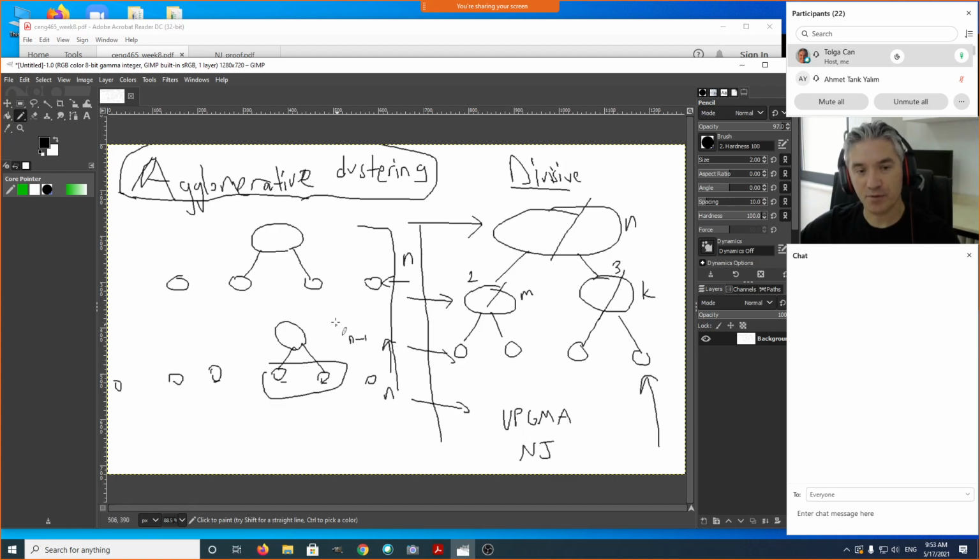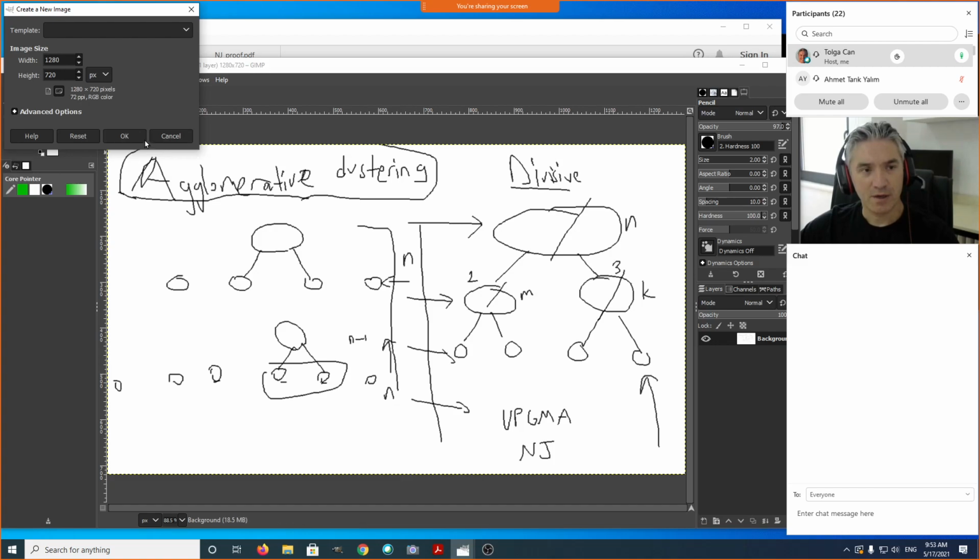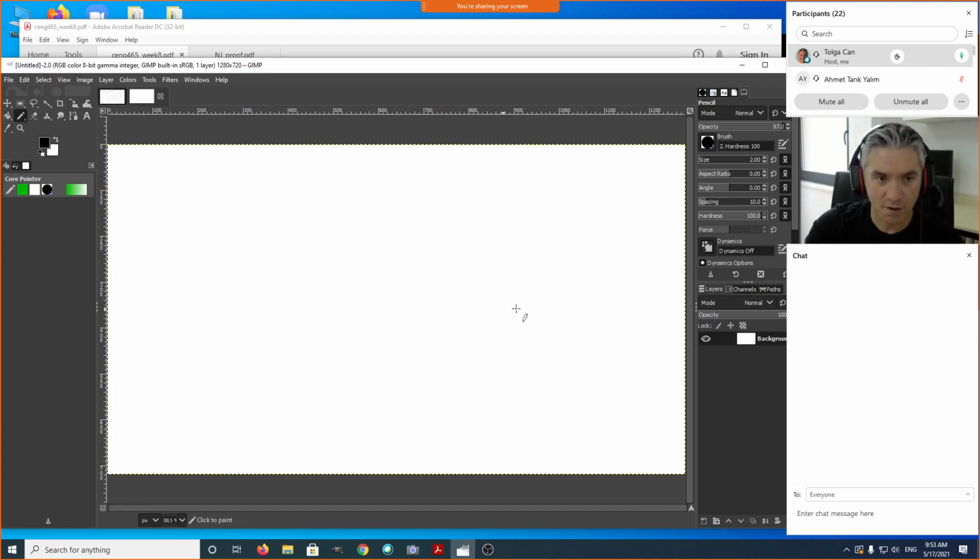Okay, UPGMA and neighbor joining have this general structure where we combine individual items into a single cluster. Obviously, these two algorithms are different from each other. We have to decide which two clusters to combine. And while we're combining them, there's another thing we are doing. It's not only a clustering algorithm. Both UPGMA and neighbor joining need to decide on a certain thing.